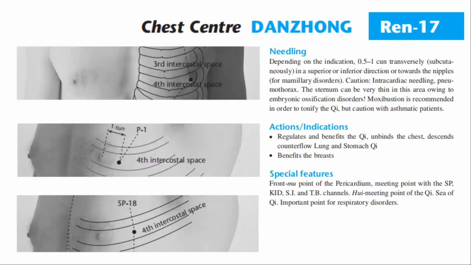With regards to action and indication, this is to regulate and benefit the qi, unbind the chest, descend the counterflow of the lung and stomach qi, and benefit the breast. The special features: front mu point of the pericardium, meeting point of the spleen, kidney, small intestine, and triple burner channels. The influential meeting point of the qi, sea of qi, important point for respiratory disorders. Okay, we have that here in the illustration.